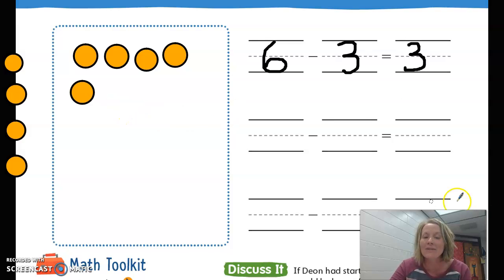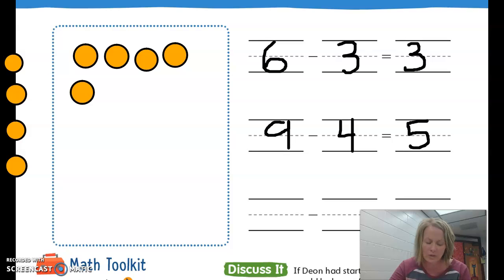So now let's write our number sentence. How many did she have? 9. How many did she eat? 4. And how many are left? You're right, she has 5 apples left. Nice job, boys and girls. Ooh, let's see, what is our next story? Ooh, this is a good one.